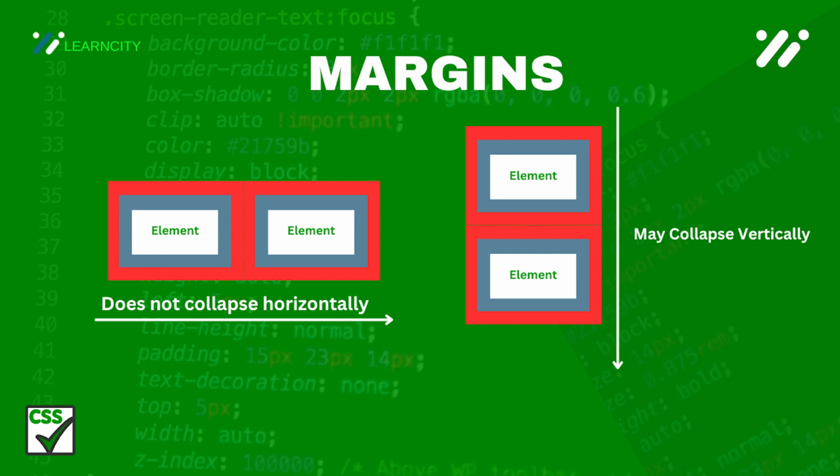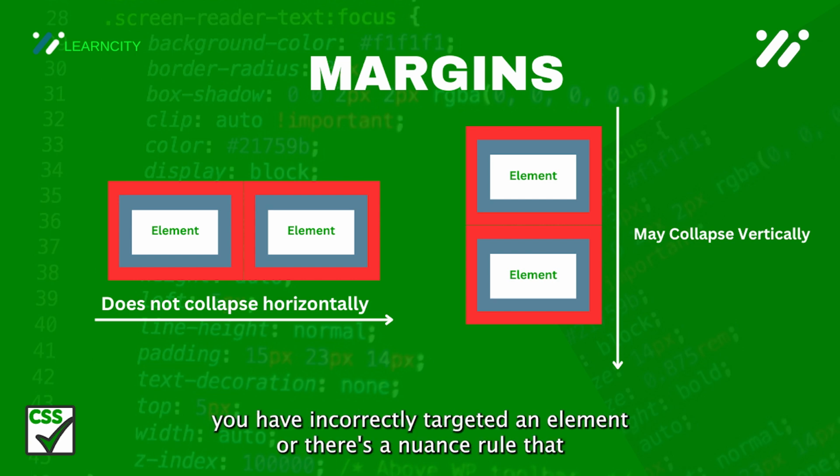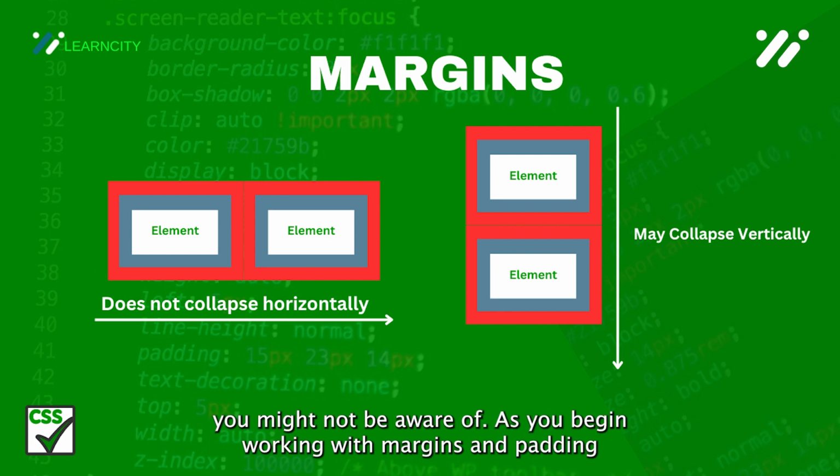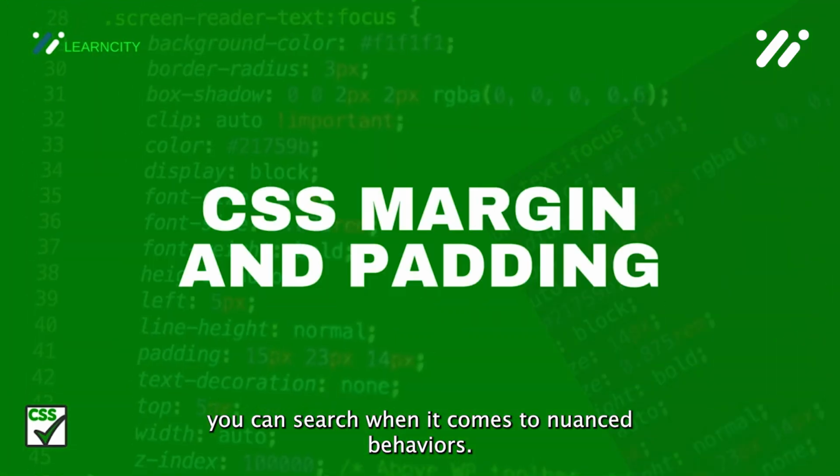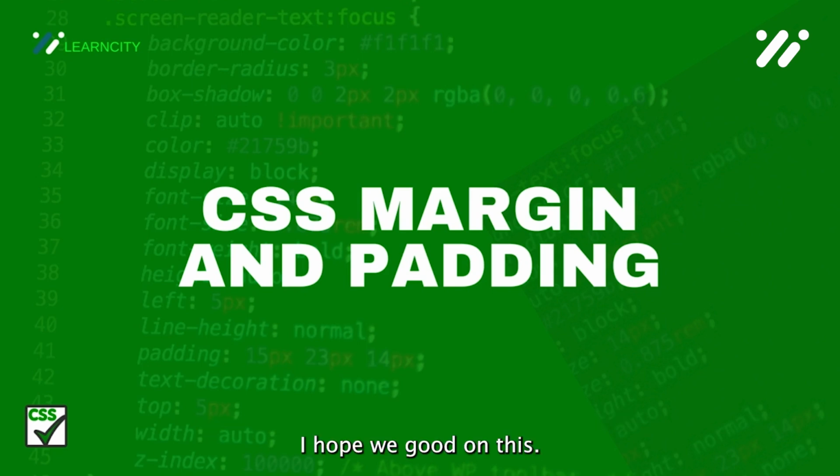That means if you have 2 elements stacked on top of one another, only one of the element's top and bottom margins are applied. Whenever you're working with CSS, if something doesn't behave as expected, either you have incorrectly targeted an element, or there's a nuanced rule that you might not be aware of. As you begin working with margins and paddings, you'll get the hang of it. And trust me, there are always developer docs you can search when it comes to nuanced behaviors. I hope we're good on this.